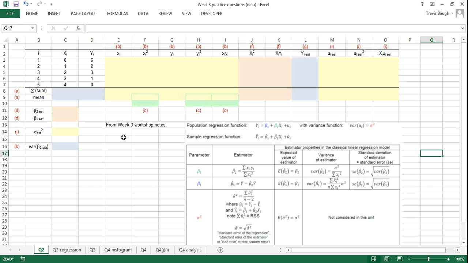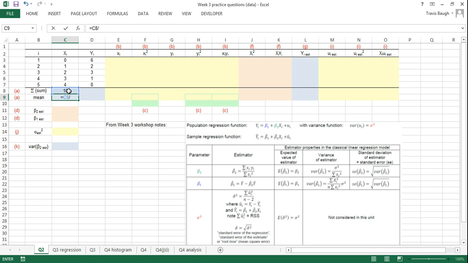So part A asks us to calculate the sum of x, the sum of y, and their means. Well, for the sum of the x values, we'll just have a formula equals sum, and in brackets highlight the cells that we want to sum. The question says don't use the average function, but we do know that the mean is just equal to the sum of all the x scores divided by the number of x scores.